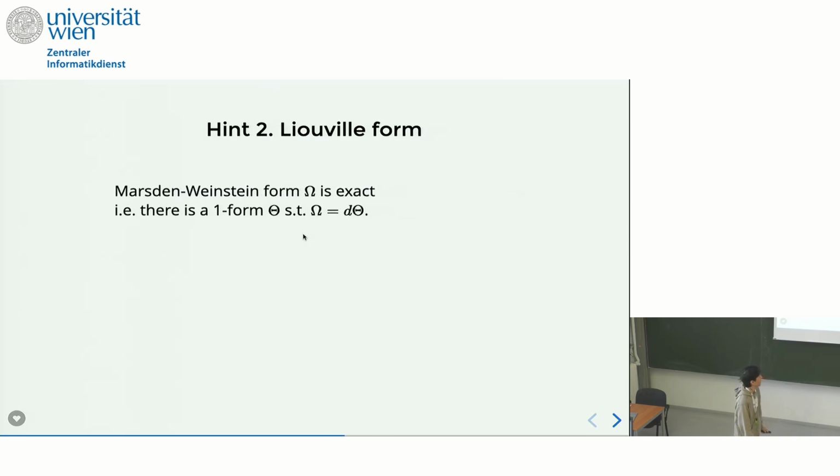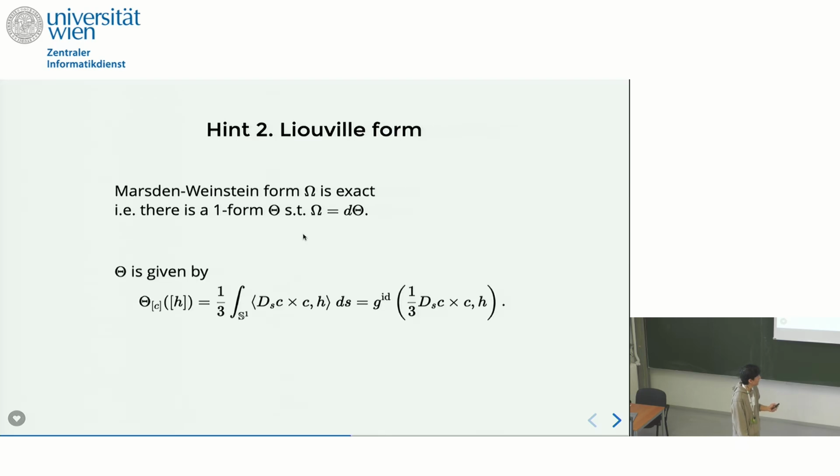The second hint is that the Marsden-Weinstein form is not only closed but also exact. There is some one-form theta whose derivative gives us the Marsden-Weinstein form omega. And this theta is often called the Liouville form. How theta looks isn't really important. What is important is that theta can be written in terms of something and the vector h.